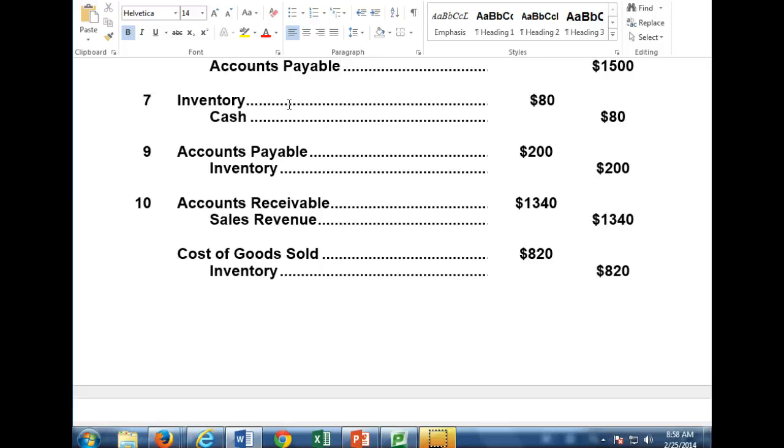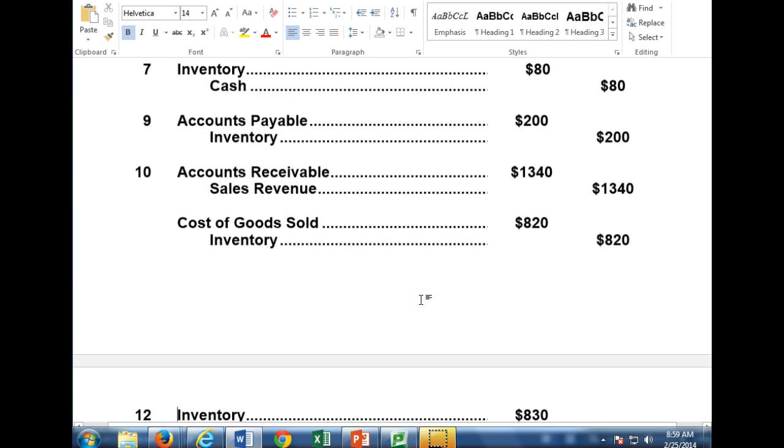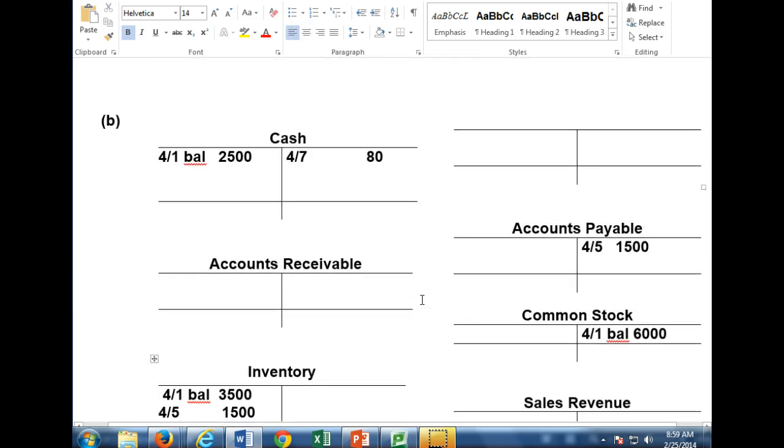Okay, what are we going to do this next one? On the 9th, which are the two accounts we're going to post to? Accounts payable and inventory. So accounts payable is a debit. Do you understand why it's a debit? Because it's on the left side. Inventory's a credit. So on the 9th, we're going to find accounts payable.